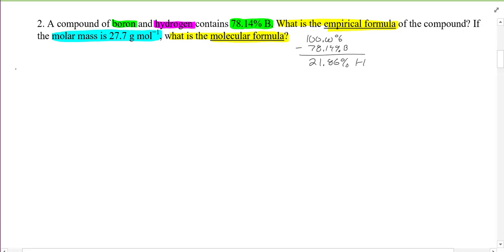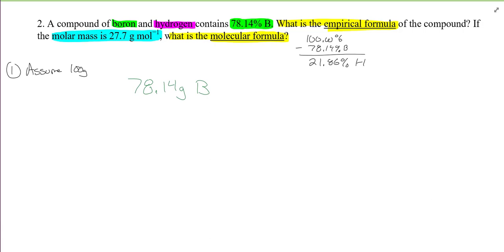Step 1, assume 100 grams. Because we have 78.14% boron, which is 78.14 grams of boron per every 100 grams of sample. So 78.14 grams of boron, and we have 21.86 grams of hydrogen. Now let's get to moles.